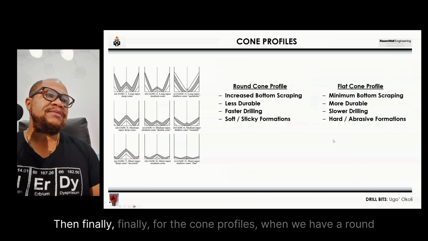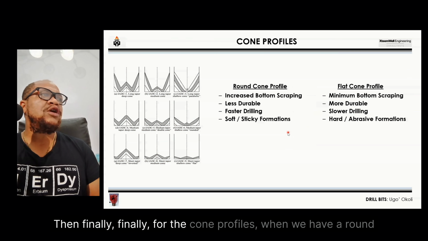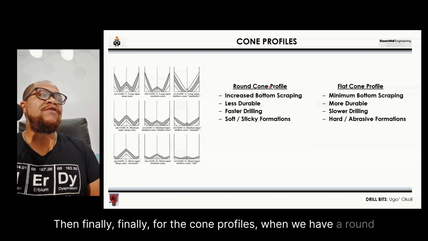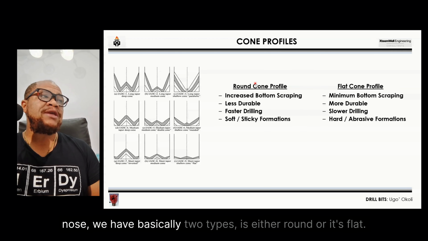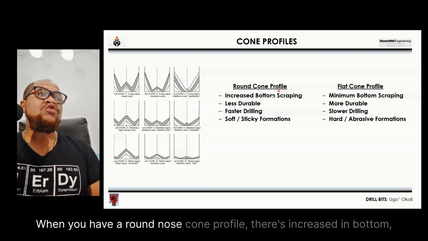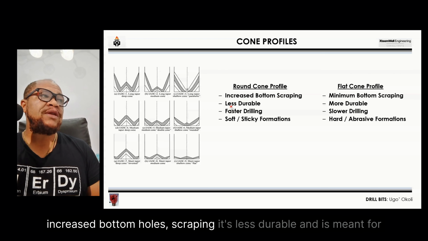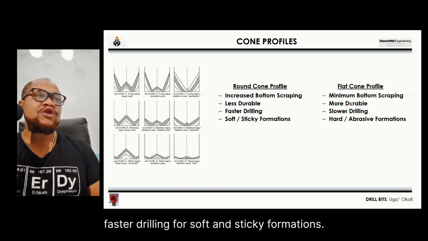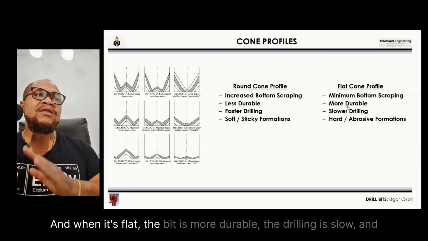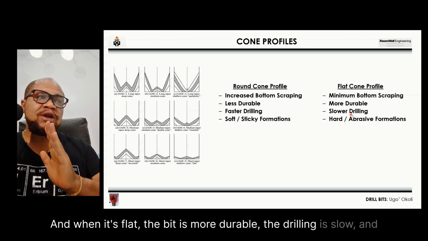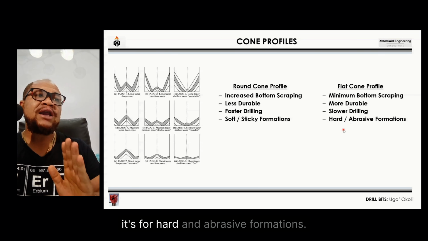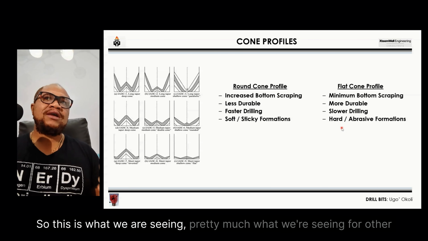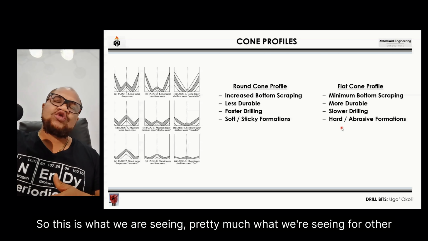Then finally, for the cone profiles, we basically have two types: it is either round or it's flat. When you have a round nose cone profile, there's increased bottom hole scraping. It's less durable and is meant for faster drilling for soft and sticky formations. And when it's flat, the bit is more durable. The drilling is slow and it's for hard and abrasive formations. So this is pretty much what we're saying for the other two components.